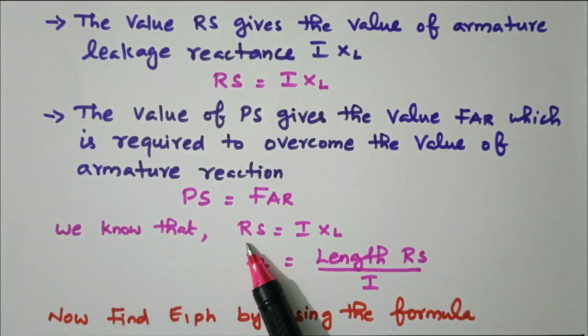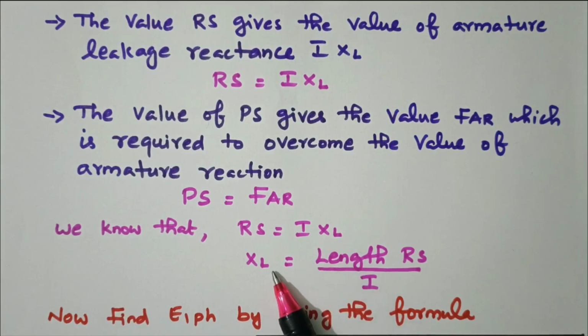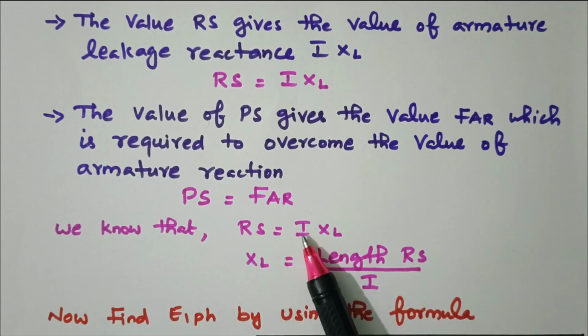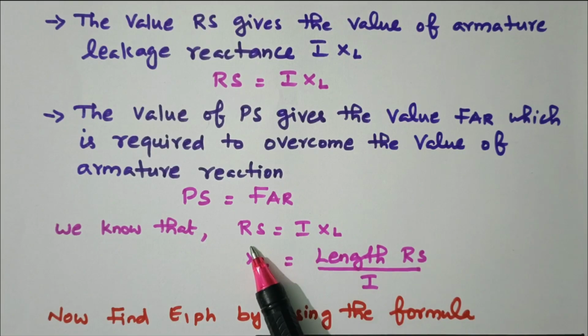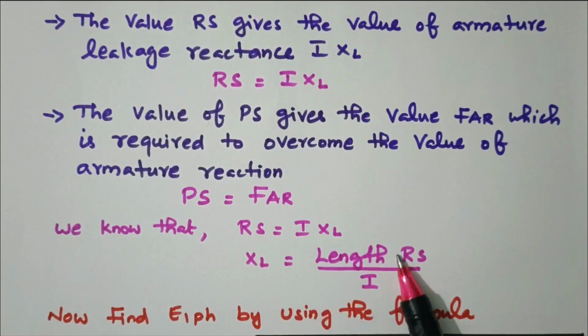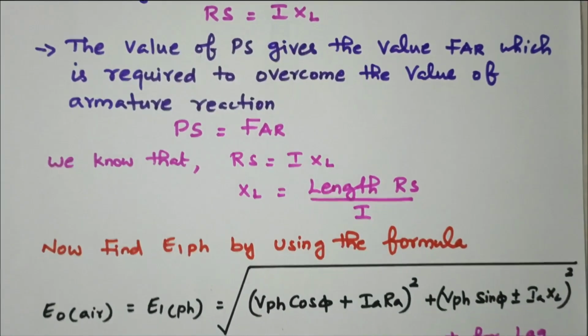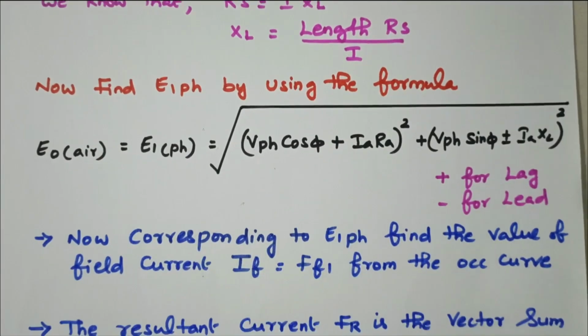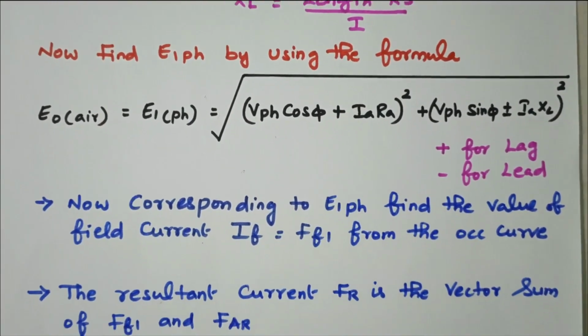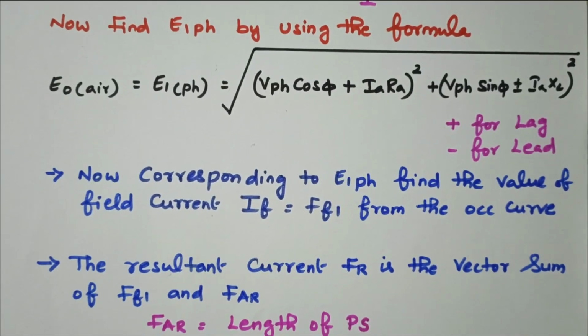So we know that RS equal to IXL. So XL equal to the length of RS divided by I. Right? This I is brought in the denominator. So RS by I, length of RS by I. Now we are able to find the value of E1 phase. From the available values, we are able to find the E1 phase.